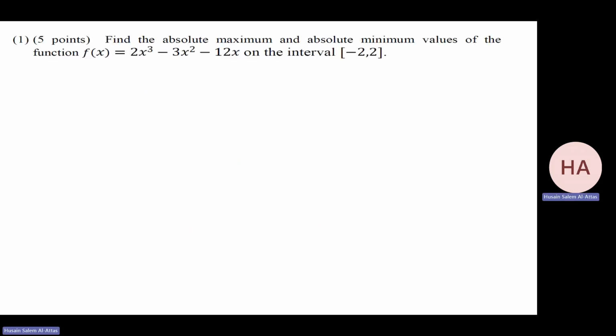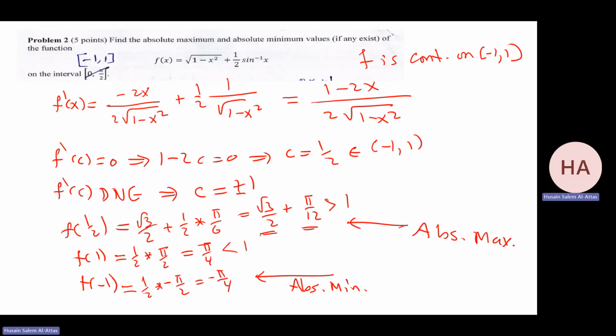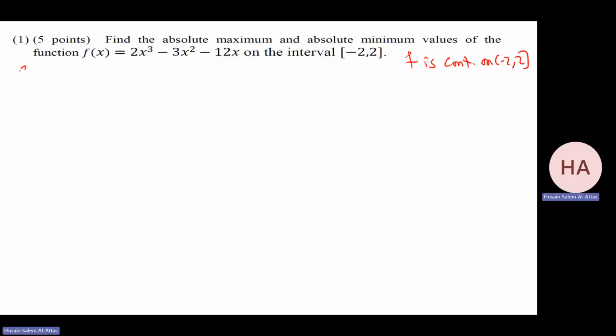Find the absolute maximum and absolute minimum for this function, if it's continuous on this interval. I need to find the critical numbers here. Now find the critical numbers through f prime. F prime, I think we did it before. Let me do it again.